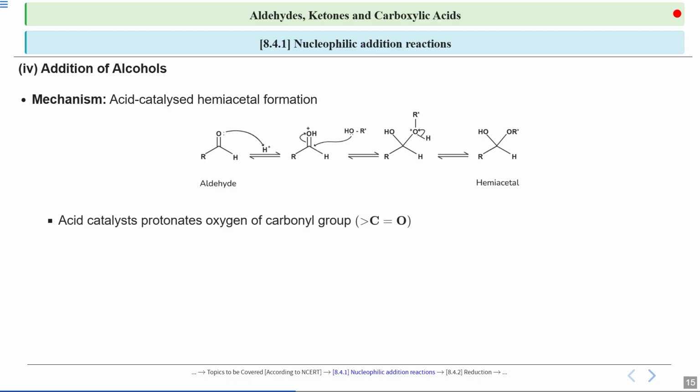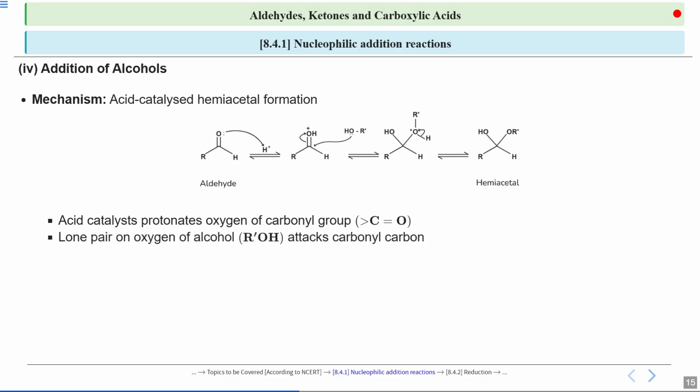Now one by one, see all these steps. In the first step of the mechanism, the acid catalyst protonates the oxygen atom in the carbonyl group. If you see over here, this is an aldehyde. The acid will protonate the oxygen. This means that the acid donates a hydrogen ion to the oxygen, which makes the carbonyl carbon more susceptible to attack. So this oxygen of the carbonyl gets protonated. This is the first step.